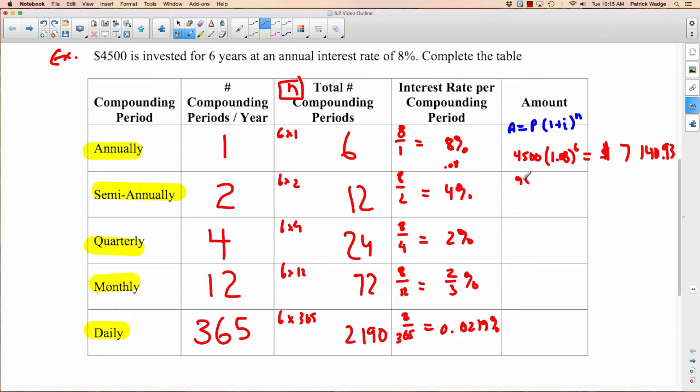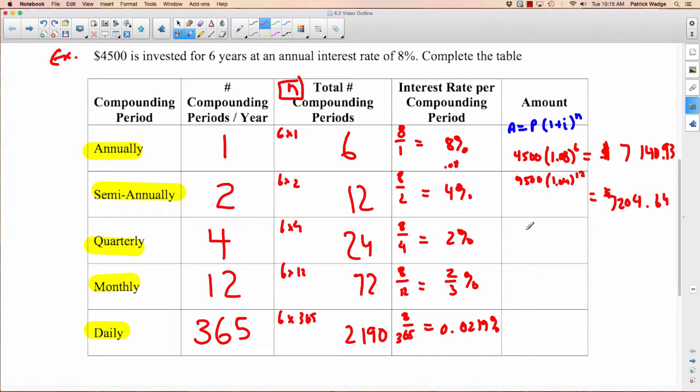Okay, similarly for all the other ones, maybe I'll just show one more. You'd go 4,500 again. This time it would be 1.04, and it wouldn't be to the 6th this time, it'd be to the 12th power. And if you do that, you would get $7,204.64. And it keeps going. As you probably guess, it gets higher and higher, a little bit higher and higher, because you're getting interest more often. But remember, the interest you're getting every compounding period is also going down. It went from 8% all the way down to 0.02% here.